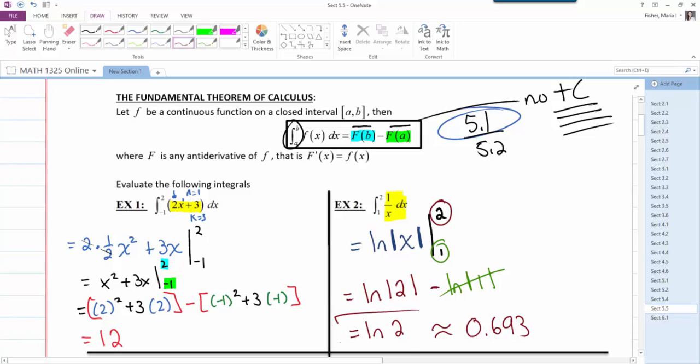Now sometimes MyMathLab wants the exact answer, and sometimes it wants a rounded approximate answer.